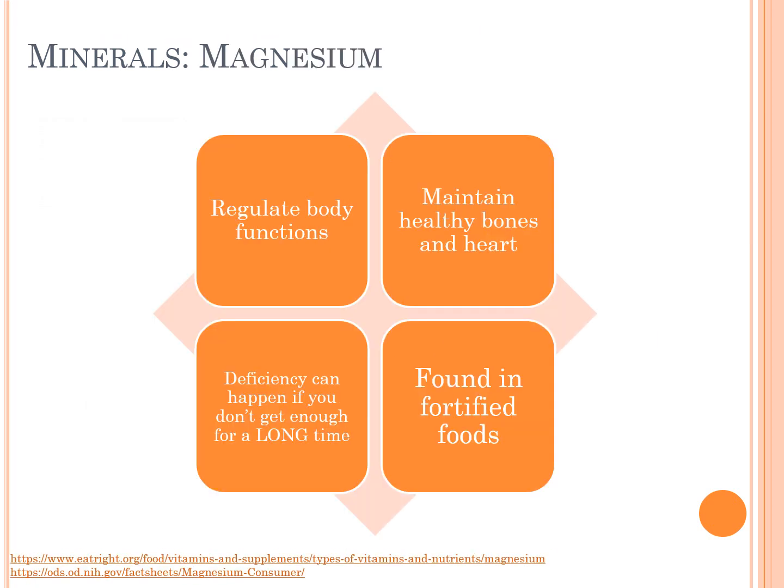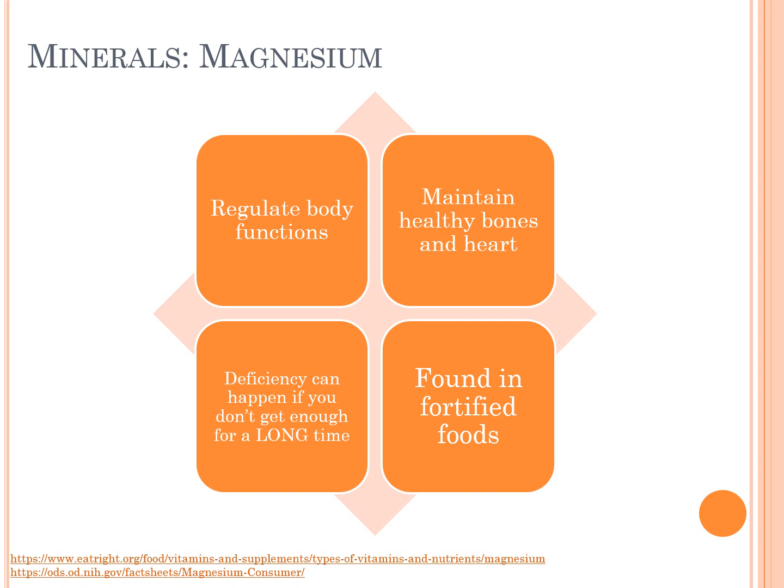Next is magnesium. Magnesium plays a big role in regulating bodily functions, such as the functioning of your muscles and nerves, blood sugar, and blood pressure. It also helps make sure that your bones stay healthy and strong, as well as your heart. If you do not consume enough magnesium for long periods of time, it can lead to deficiency. Symptoms include loss of appetite, nausea and vomiting, weakness, and fatigue. An extreme deficiency of magnesium can cause abnormal heart rhythms, seizures, muscle cramps, and numbness and tingling.